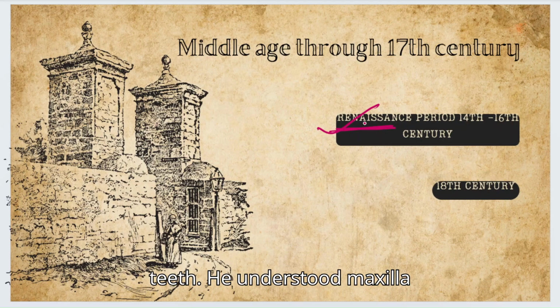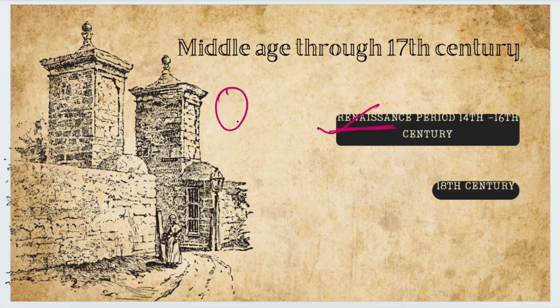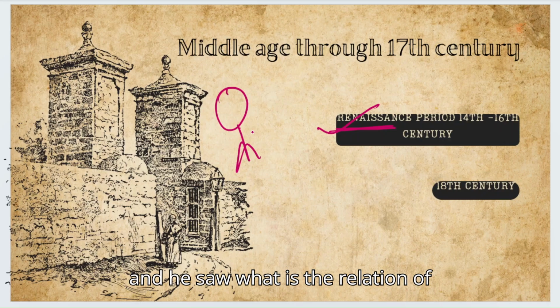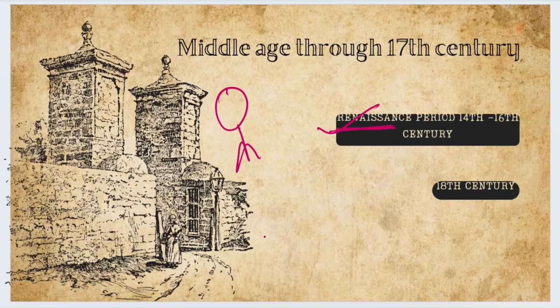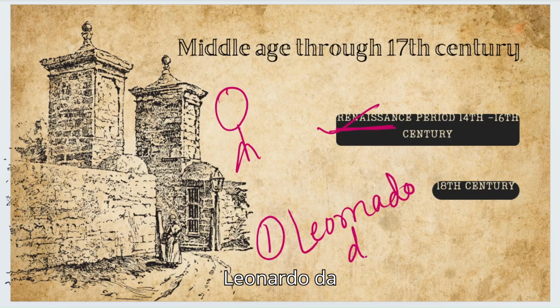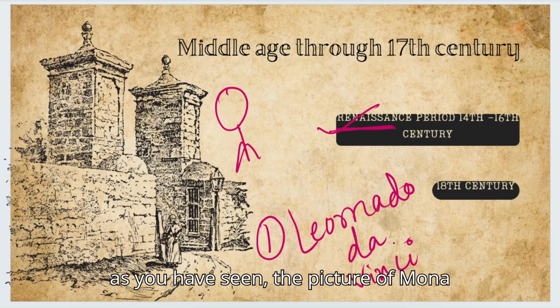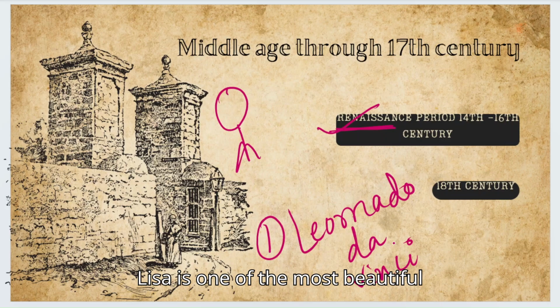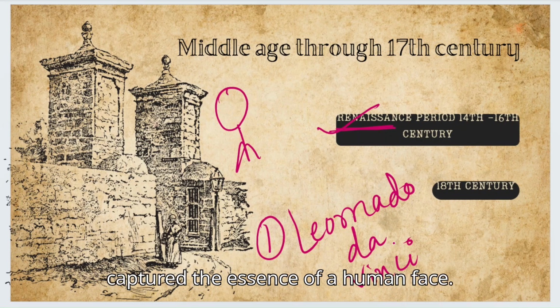He understood maxilla, frontal sinus. So basically what he did was he dissected the human body. Okay, and he saw the relation of each position to each other. So the greatest one, Leonardo da Vinci. Okay, so as you have seen, the picture of Mona Lisa is one of the most beautiful pictures because it is symmetrical. He has greatly captured the essence of a human face.